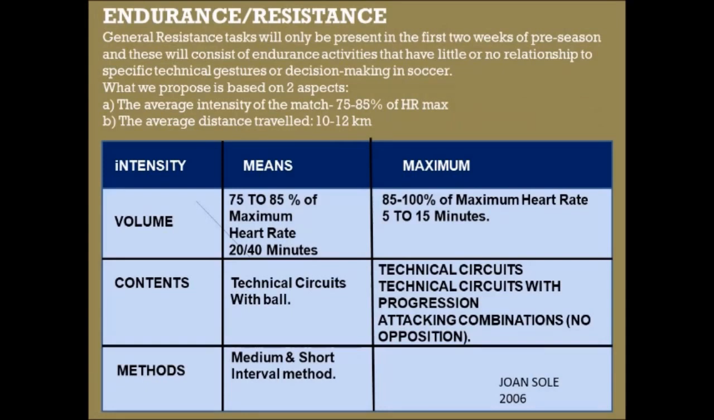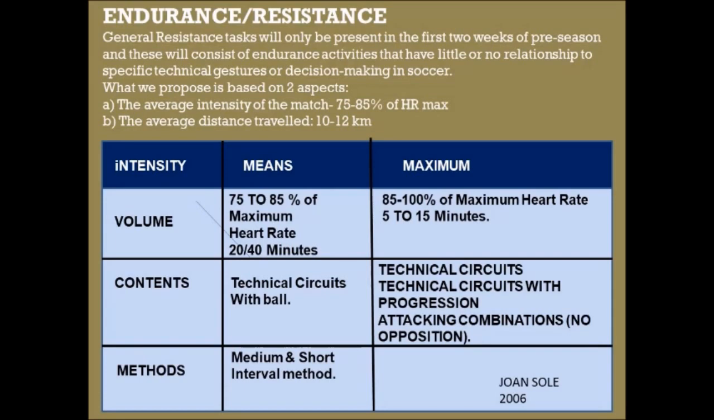Okay, endurance resistance training. Generally, resistance tasks will only be present in the first 2 weeks of preseason. So we're only going to work the first 2 weeks of the preseason, and these will consist of endurance activities that have little or no relationship to specific technical gestures or decision making in soccer. What we propose is based on 2 aspects: A, the average intensity of the match, 75 to 85% of maximum heart rate, and B, the average distance traveled, which will be 10 to 12 kilometers.